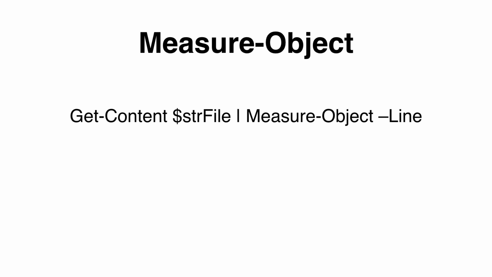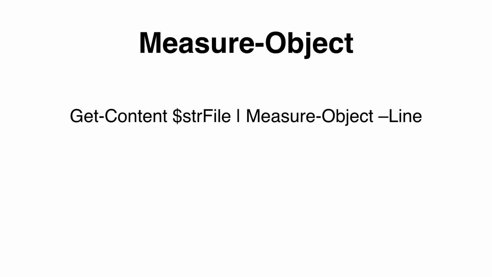If we need to get the line count, the character count, the word count on a text document, we can do so by using the Measure-Object commandlet. To get the line count, we simply specify the Line parameter. To get the character count, we specify the Character parameter, and to get the word count, we specify the Word parameter.